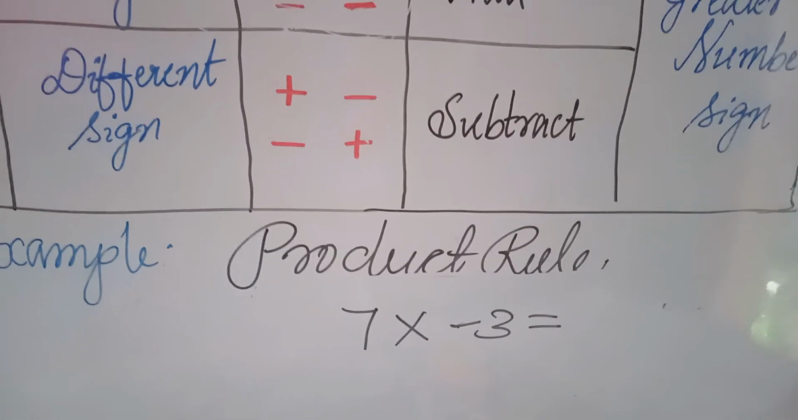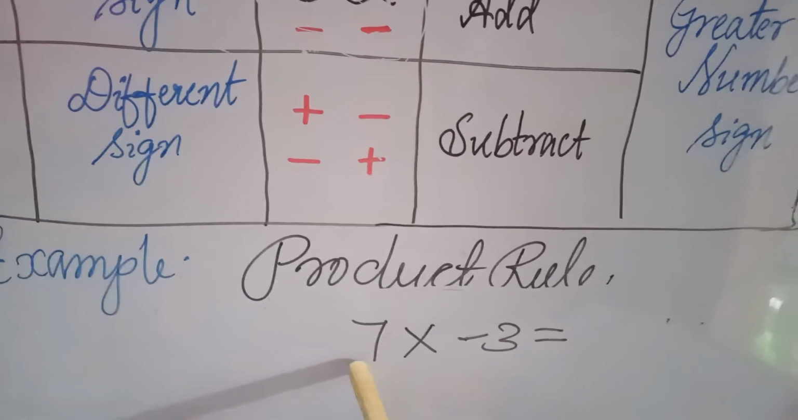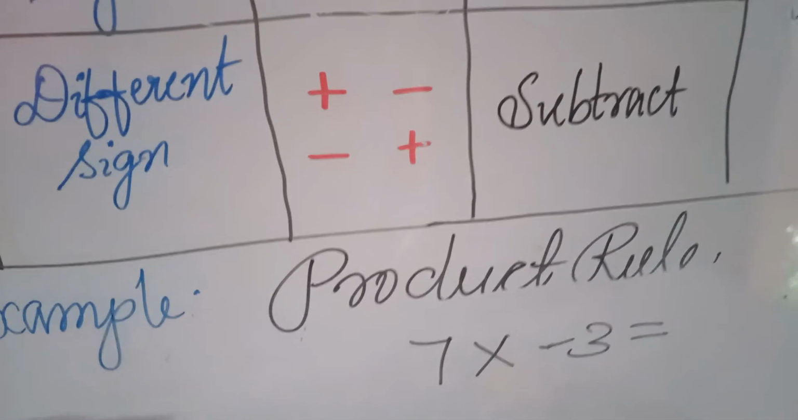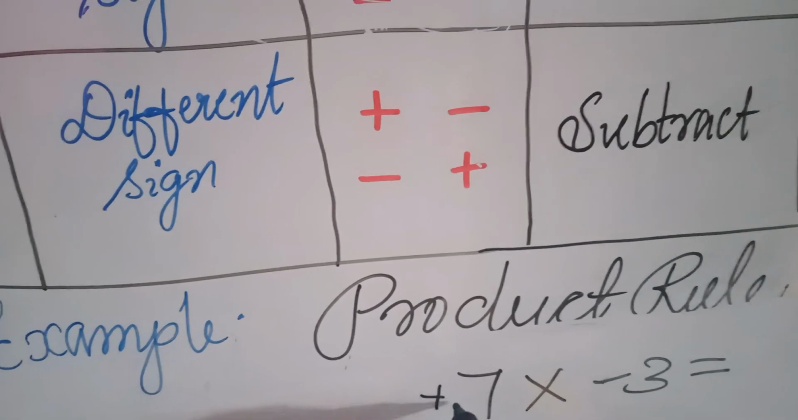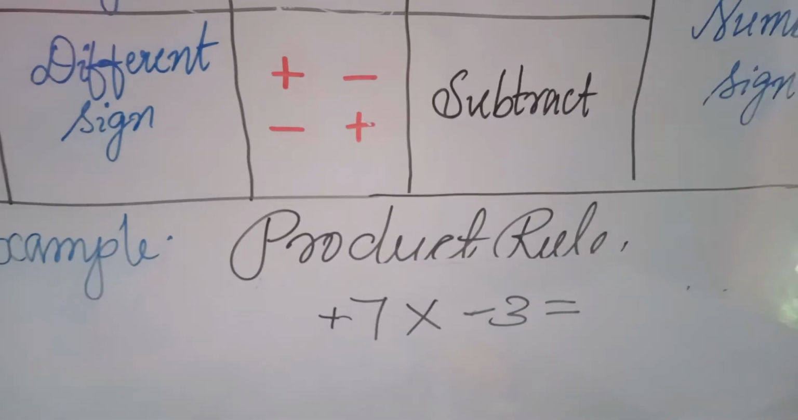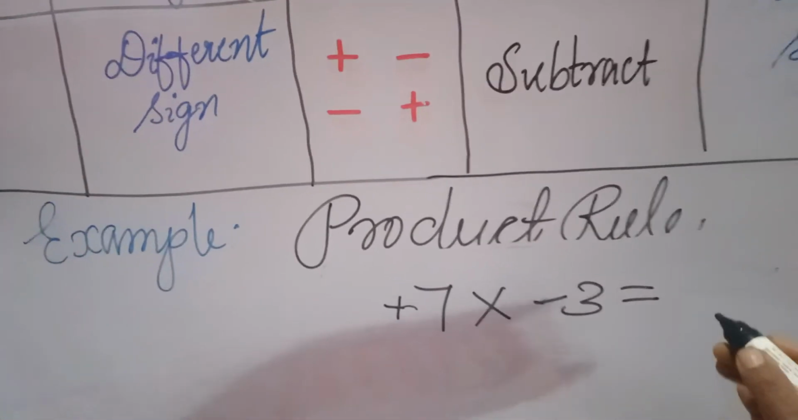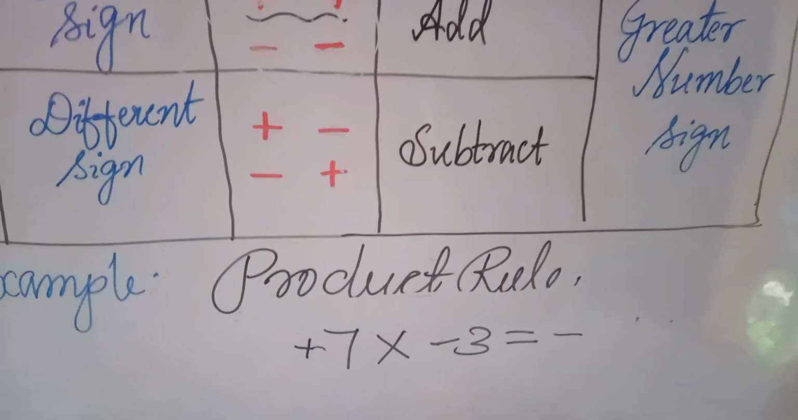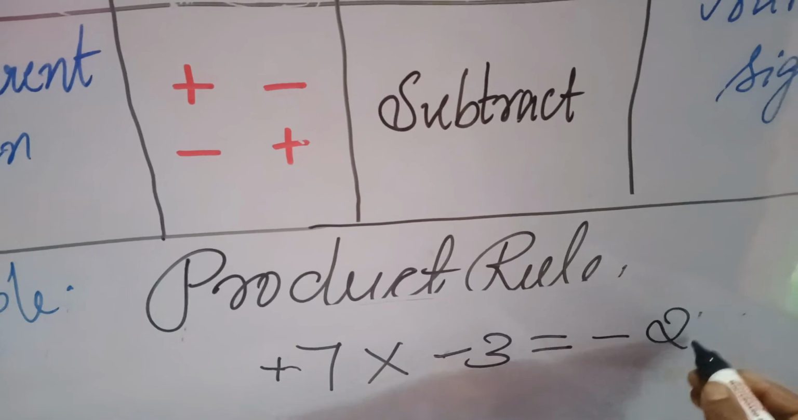Next, if you have a problem like this, 7 into minus 3. This 7 is not having any sign, so it is considered a positive integer. So plus 7 into minus 3. Two different signs means we will always get a minus sign. Now 7 threes are 21, that is minus 21.